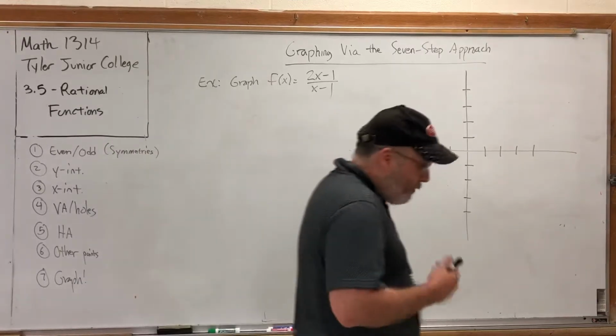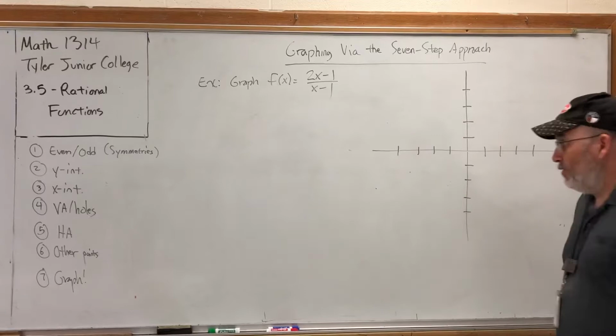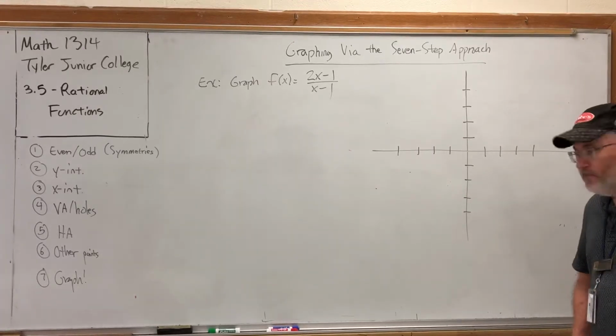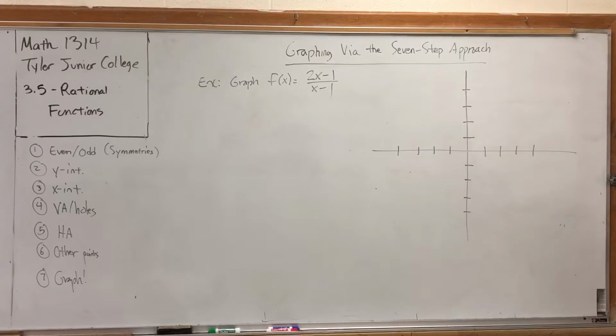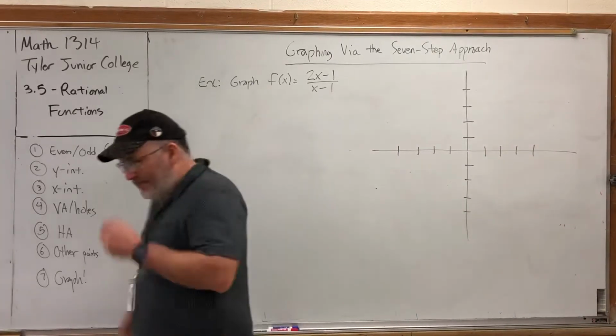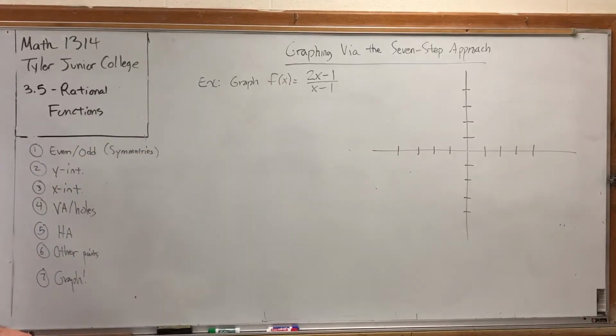So using Robert Blitzer's 7-step approach, which is the same 7-step approach that I would use, I could probably find more steps if I wanted to. We're going to graph f of x equals (2x minus 1) over (x minus 1). Now what are these 7 steps we're referring to? Well, they're things that we've already done.